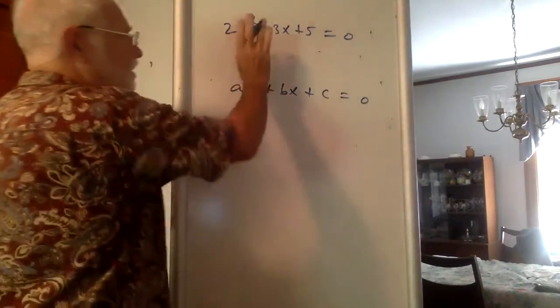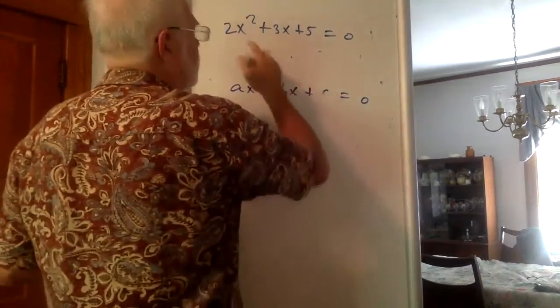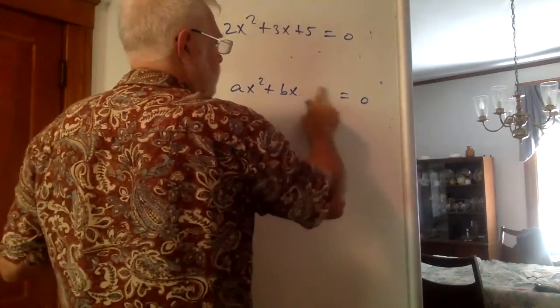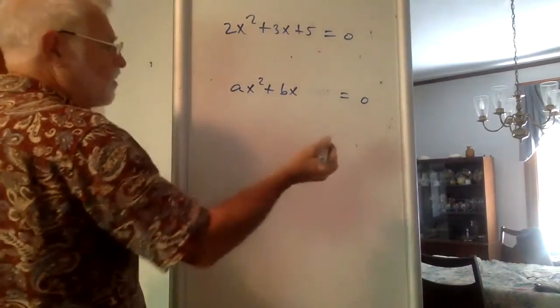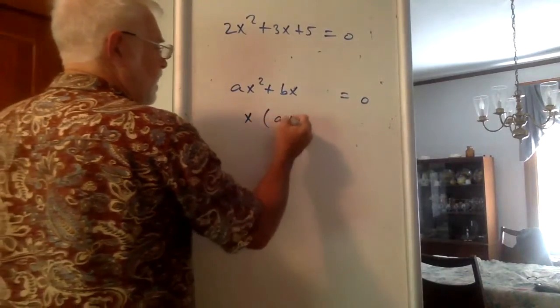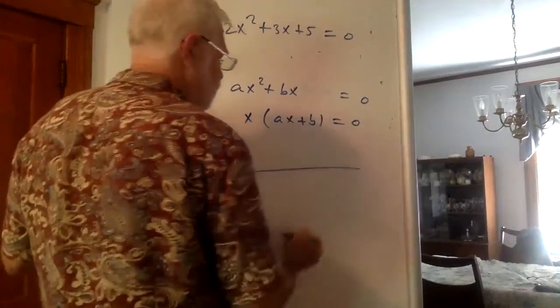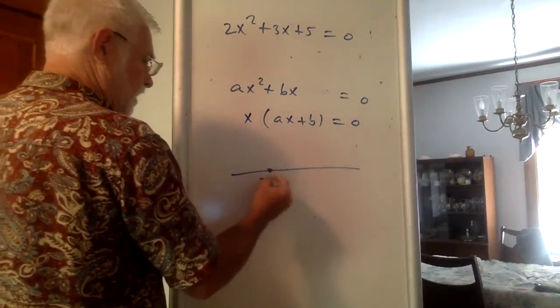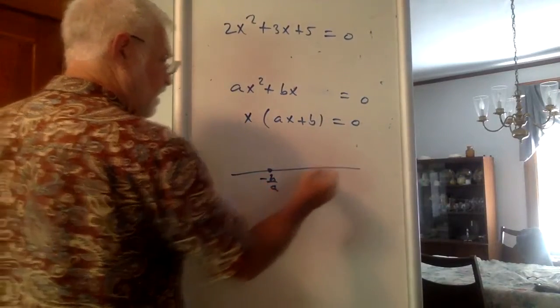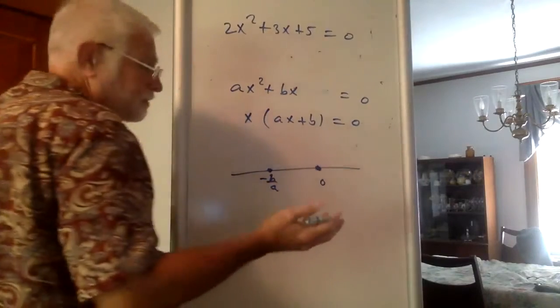Because of the symmetry of this, I'm going to get rid of, not this particular one, but in general, I'm going to solve this. How do you solve that? X times ax plus b equals 0. The easiest way to solve that's factoring. And so we got two roots at what? At minus b over a and at 0.